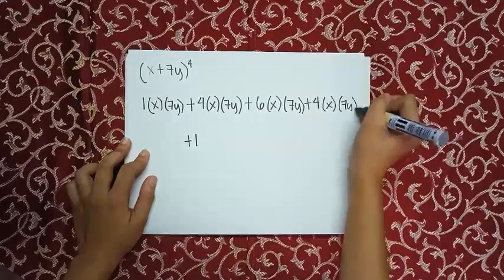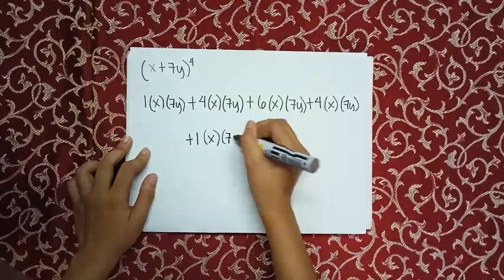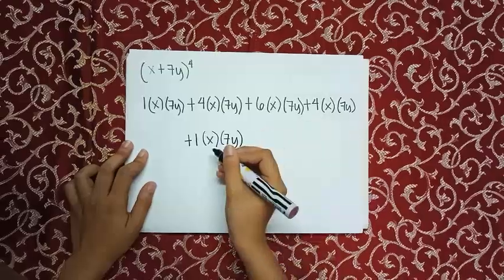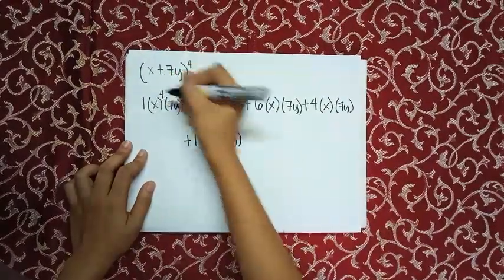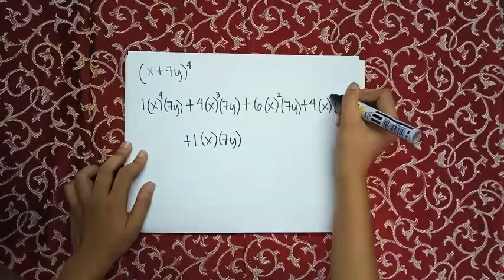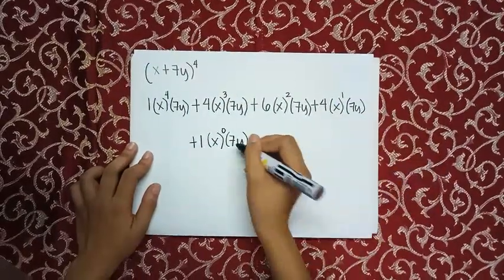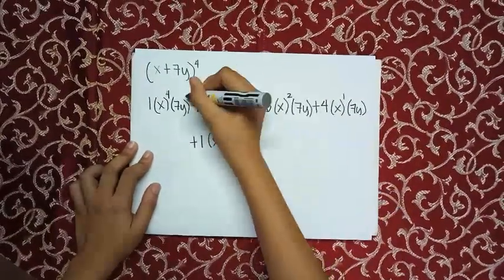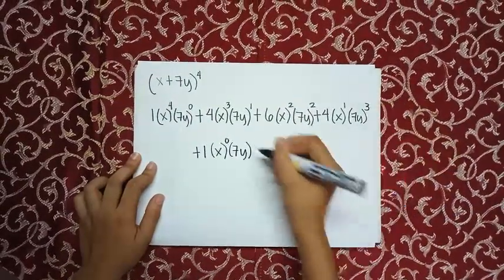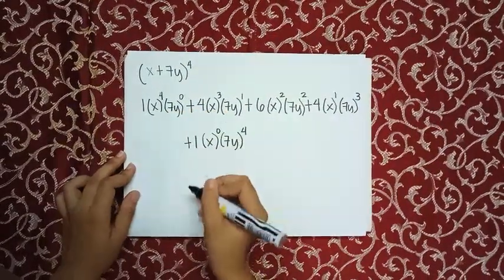After writing all of them, we'll have the exponents of x. We'll start from 4, then 3, since it is decreasing, 2, 1, and then 0. For the value of y, we'll have increasing exponents, so we'll start from 0, and then 1, 2, 3, and then 4. After writing them all, we'll simplify it.